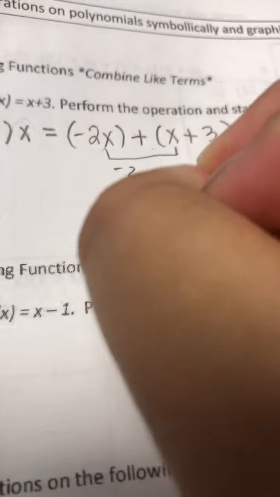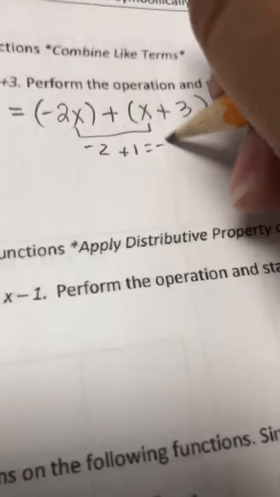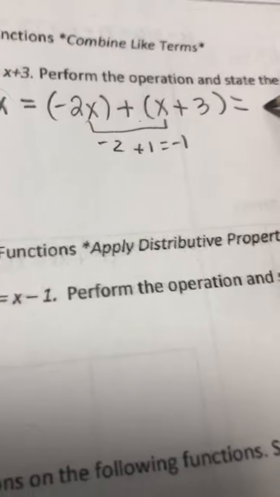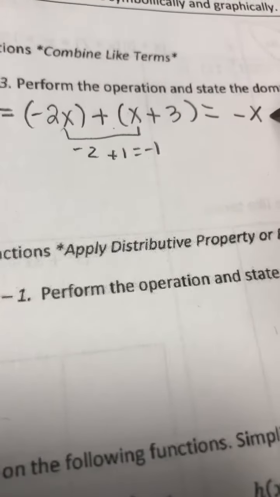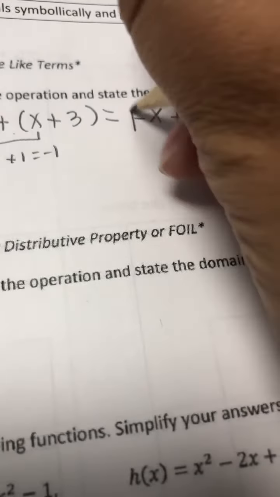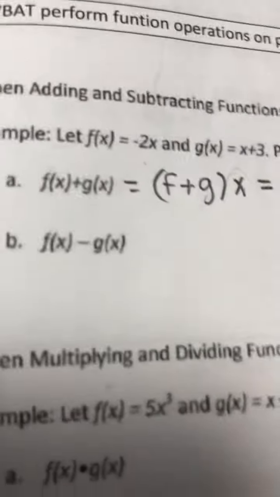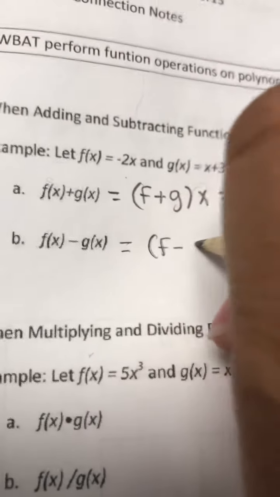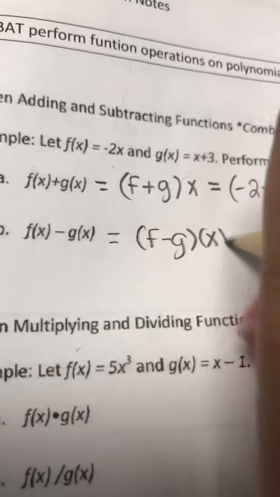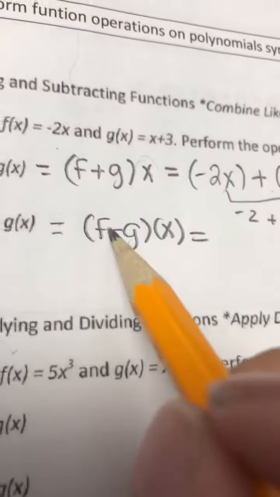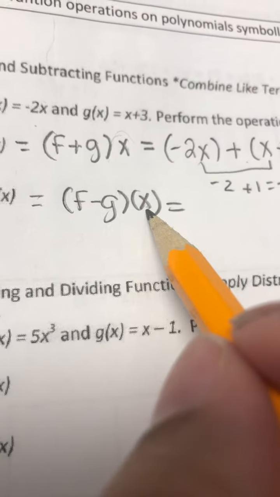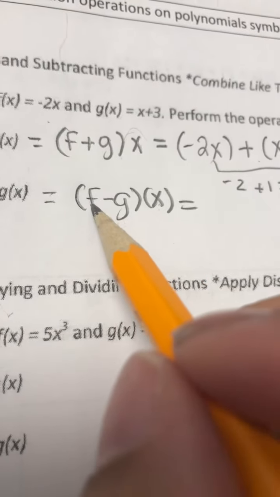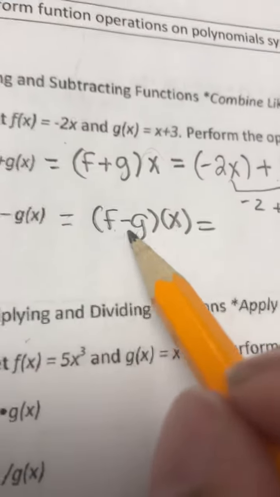So what you're going to do is just combine your like terms. So negative 2 plus 1 is negative 1. So this would be negative 1x or negative x plus 3. Okay, here f of x minus g of x can also be written f minus g of x. Again, you are not doing anything with this x. You're not multiplying the x. You're not doing anything. You're just subtracting the f function minus the g function.